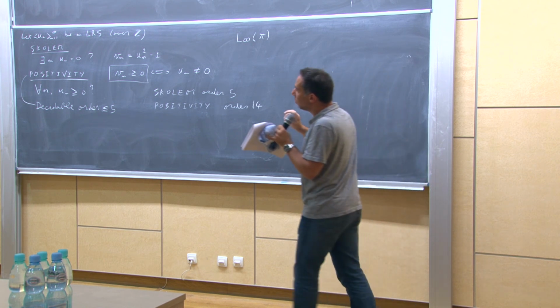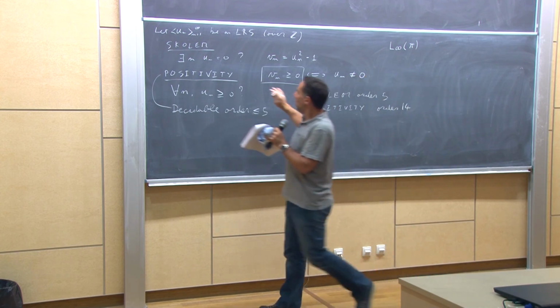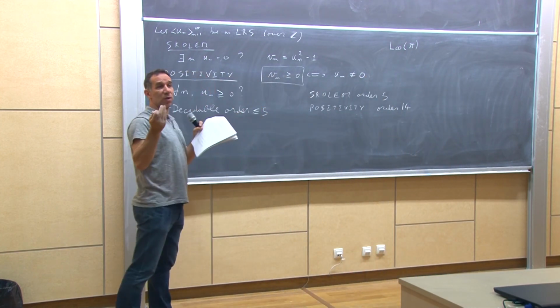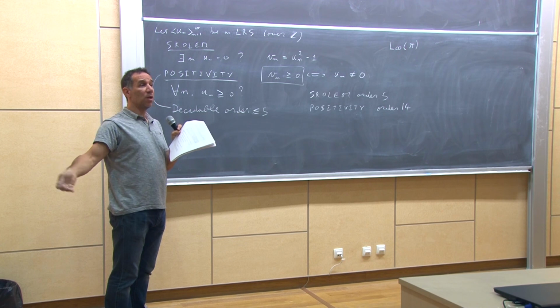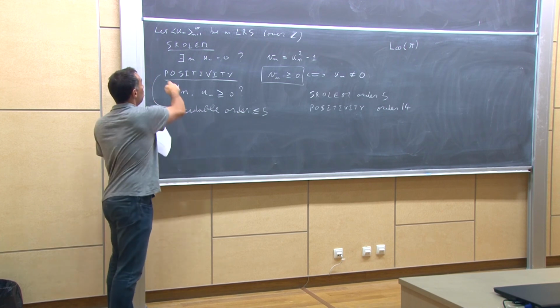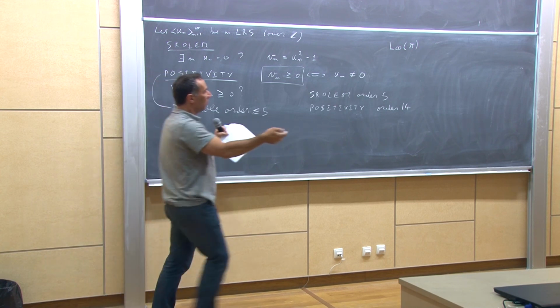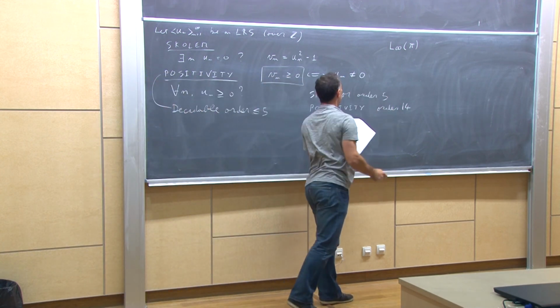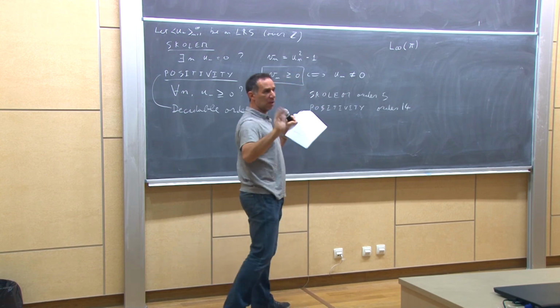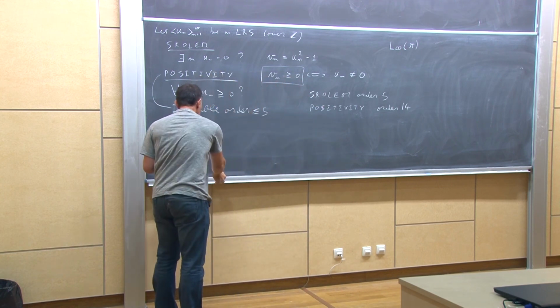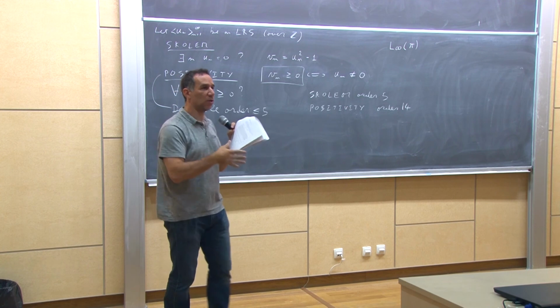So what I want to show you next lecture is when you assume that the linear recurrent sequence is simple, or equivalently the matrix is diagonalizable, you can decide positivity all the way up to order 9. And in fact, if you could go all the way up to order 14, you'd get Skolem at order 5, even in the simple case. Anyway, so this is what I'll talk about, and I'll stop here.